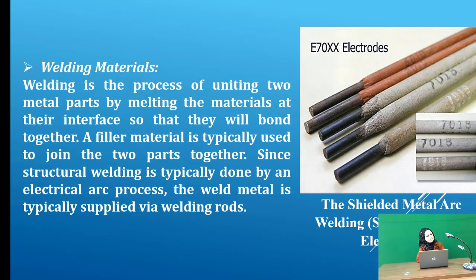This picture shows the shielded metal arc welding process electrode. It shows the welding rod, which is used to unite two steel structure parts together.